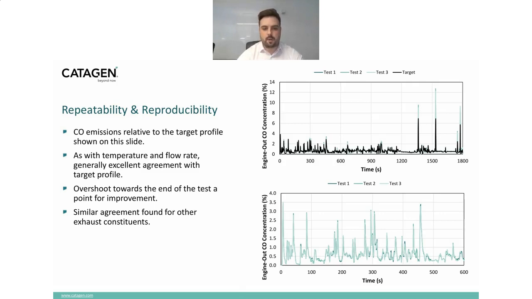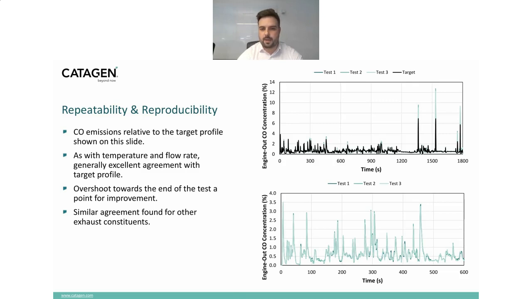consider our emissions. So for the sake of the presentation, so that we're not looking at slide after slide after slide of effectively very similar data, I've only showcased the carbon monoxide concentrations here, but we had similar agreement, and the trends were similar for both our hydrocarbons, NOx, and oxygen also. So in this slide, again, black traces are our target profiles, and then the 3 shades of green are our test profiles. As with temperature and flow rate, we see excellent agreement with the target and measured data.